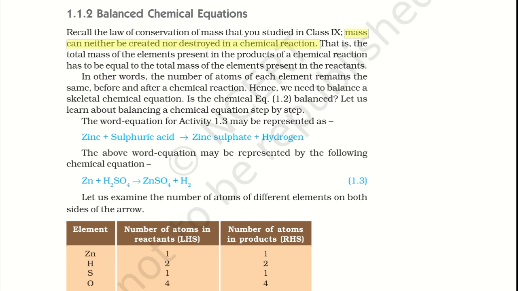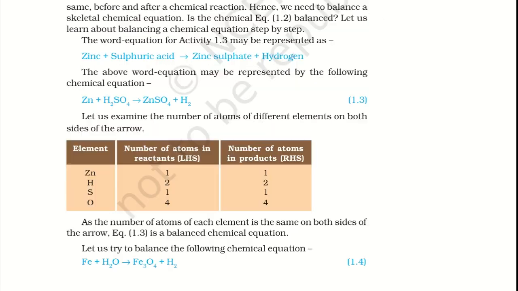That is, the total mass of the elements present in the products of a chemical reaction has to be equal to the total mass of the elements present in the reactants, which tells us that the number of atoms of each element remains the same before and after the reaction. That means we need to balance a skeletal chemical equation. Now, how is a chemical equation balanced? We have to understand it through some examples. Let's go through the example given here in the textbook.